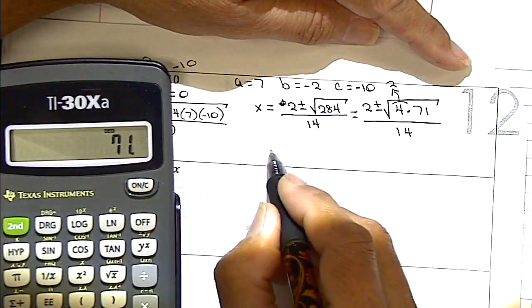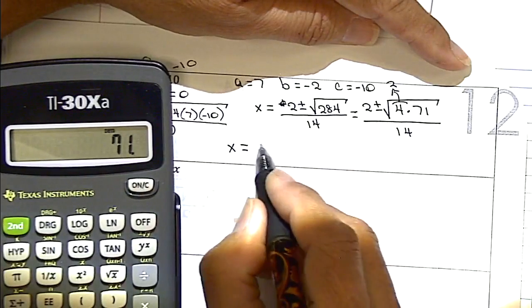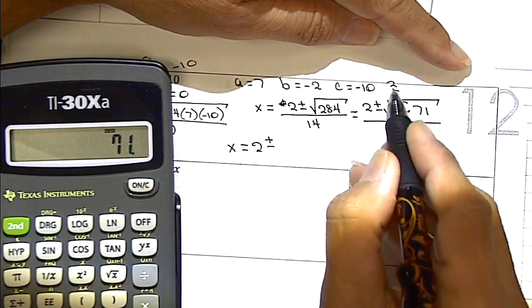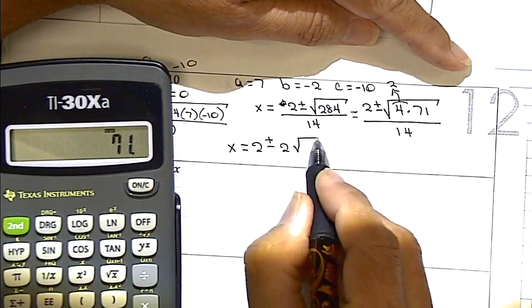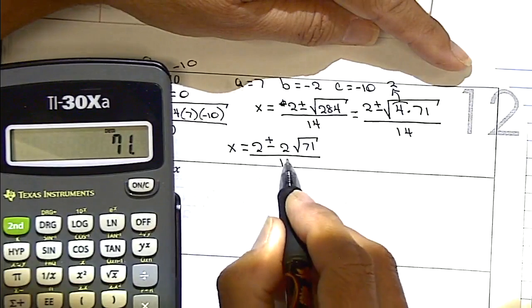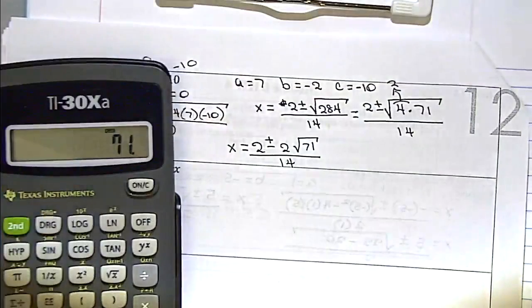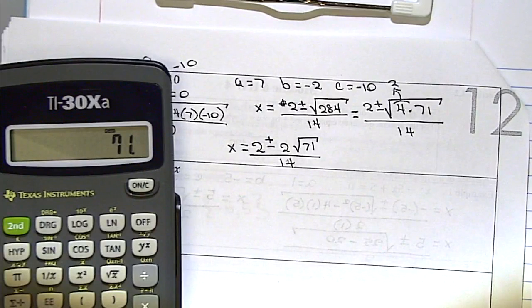So now I can simplify this thing again. Here I go. I'm going to move down here. This is equal to 2 plus or minus, that 2 would be multiplied times the square root of 71, right? All over 14. And at that point, somebody tell me, are we done? What can you do? See, there's nothing you can do with that radical. Square root of 71, there are no factors. 71's prime. If you try everything you want to, it's done. So I'll tell you that much.